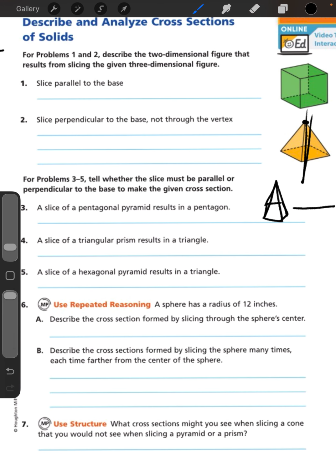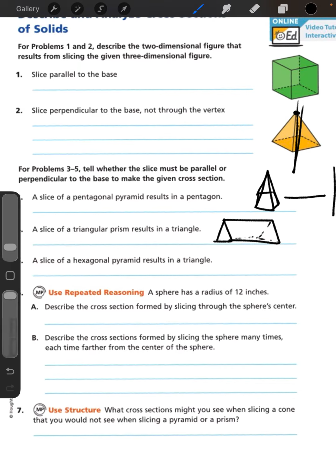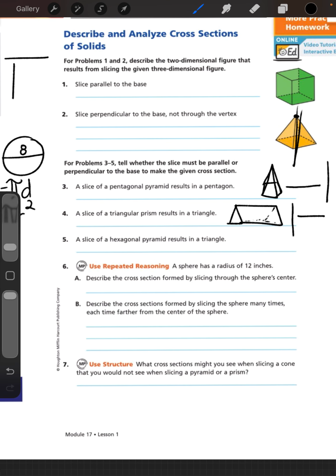Same thing here, a triangular prism. What does a triangular prism look like, guys? We know, we're masters at this, right? So if I wanted to get a triangle, how would I have to cut this? Yeah, guys, I'm flexing on you right now with my triangular prism. If I wanted a triangle, would I cut it perpendicular or parallel to the base? And then I'll let you try the next one by yourself.